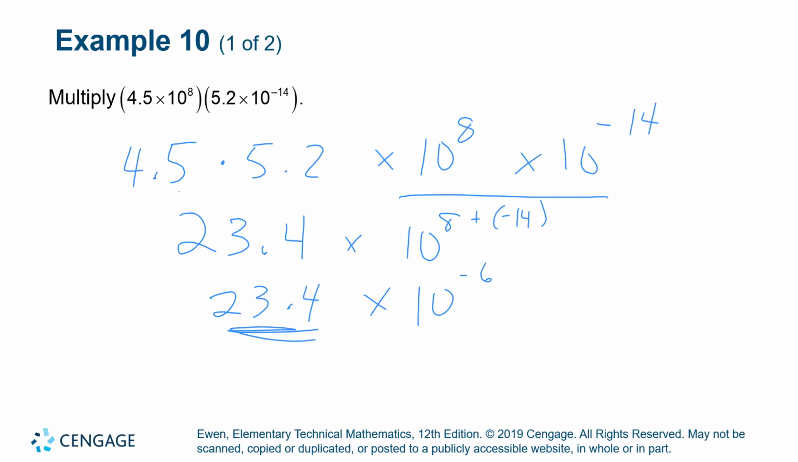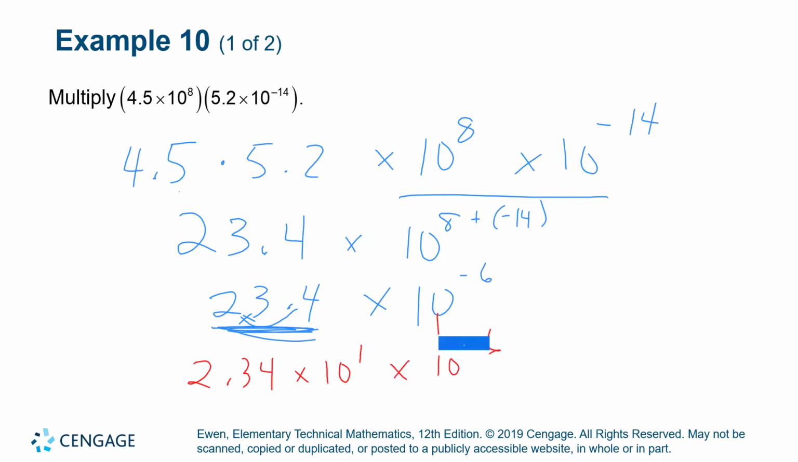For it to be in scientific notation, it has to be 2.34. So I'm going to convert this to scientific notation. To do that, I've got to move the point one time to the left. So from 23, it goes to 2.34. I only moved the point one time, and it got smaller, so I put a positive exponent, positive power 1 there. And then I've got 10 to the power negative 6.